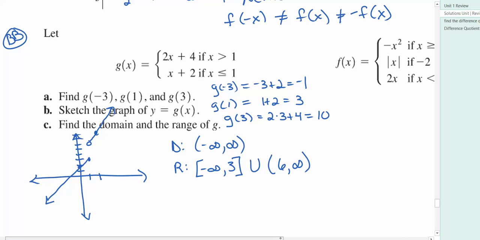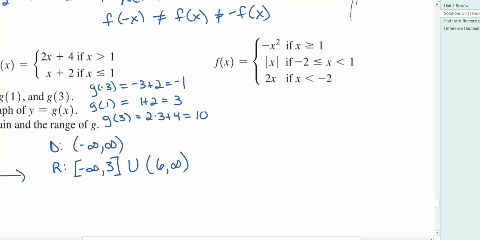Okay, so now on this next one, you're asked to graph this function f of x equals negative x squared if x is greater than or equal to 1, absolute value of x between negative 2 and 1, and 2x if x is less than negative 2. So let's think about what that graph looks like. You might want to just pick some points. For values greater than 1, for example, let's put 1 in. When x is 1, we get negative 1. If x were 2, you would get negative 4. If x were 3, you would get negative 9, and so on. So you have this part of the parabola like that, negative x squared.